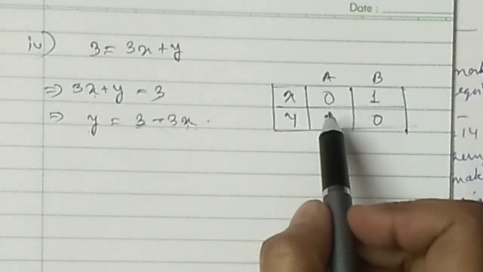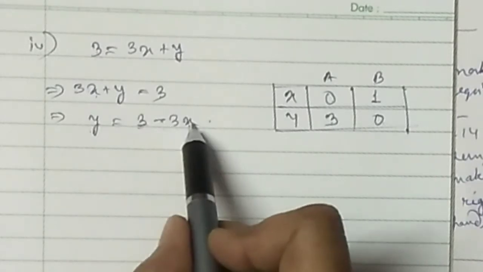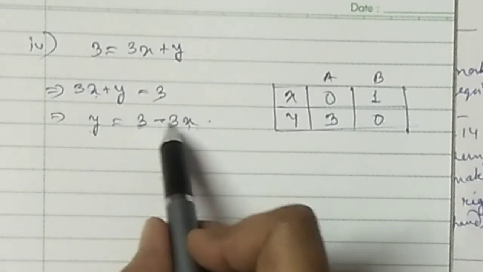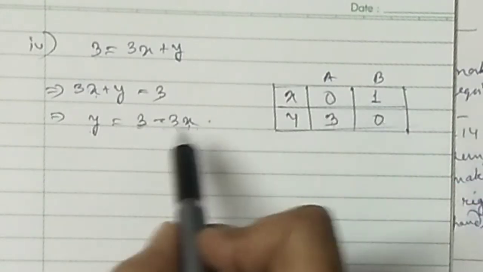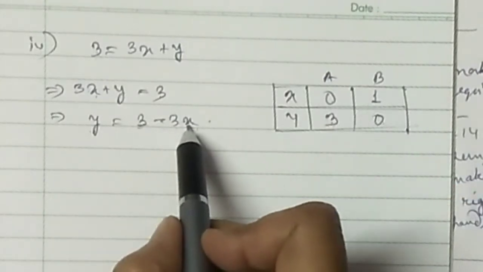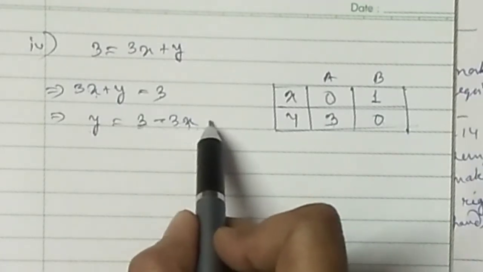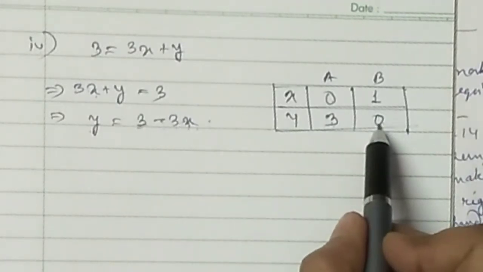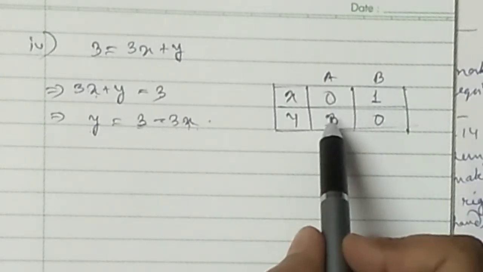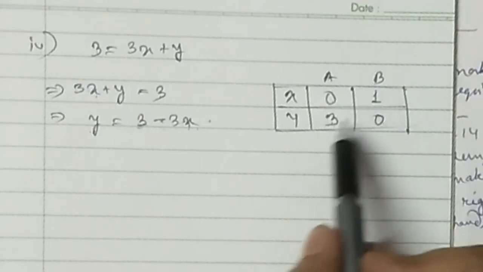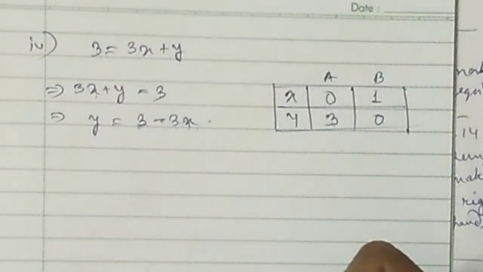It's easier. If you place 0, then 3 zeros are 0. 3 minus 0, the y comes 3. If you take 1 for x, 3 ones are 3. 3 minus 3, it will be 0. So y is 0. Thus we have got 2 points, A and B, as 0, 3 and 1, 0. Again you are to place them.